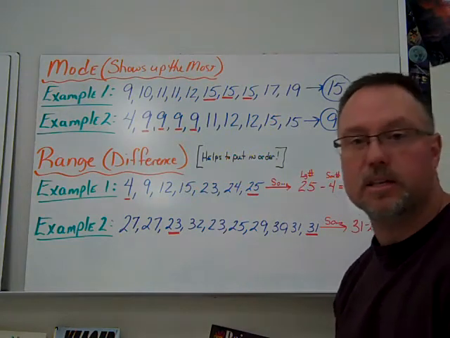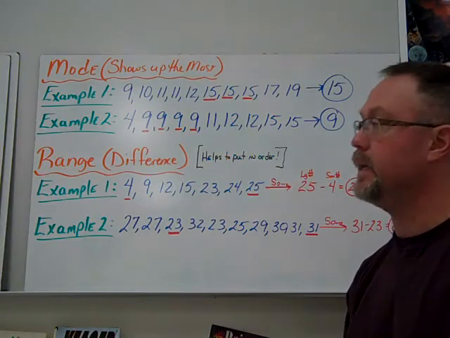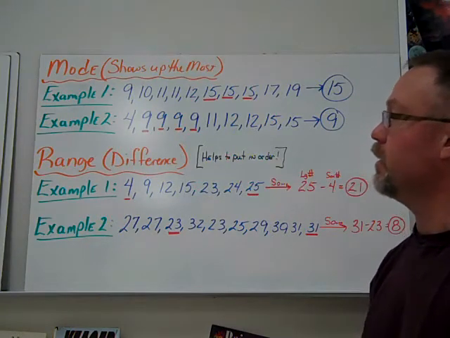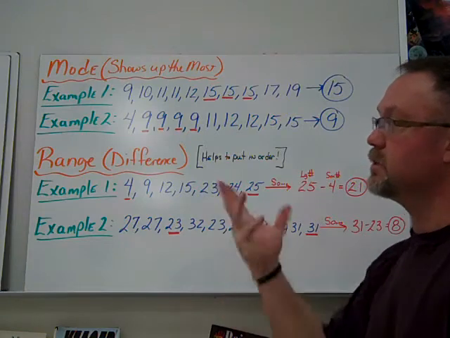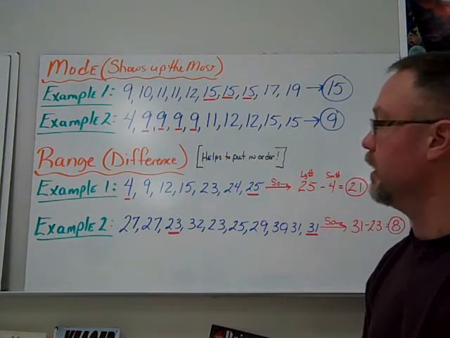So mode is kind of the easiest of the terms that we're going through. Median is kind of the second easiest, and then the last one, mean, the average, is going to be probably the hardest, just because you got to add up a lot of numbers.